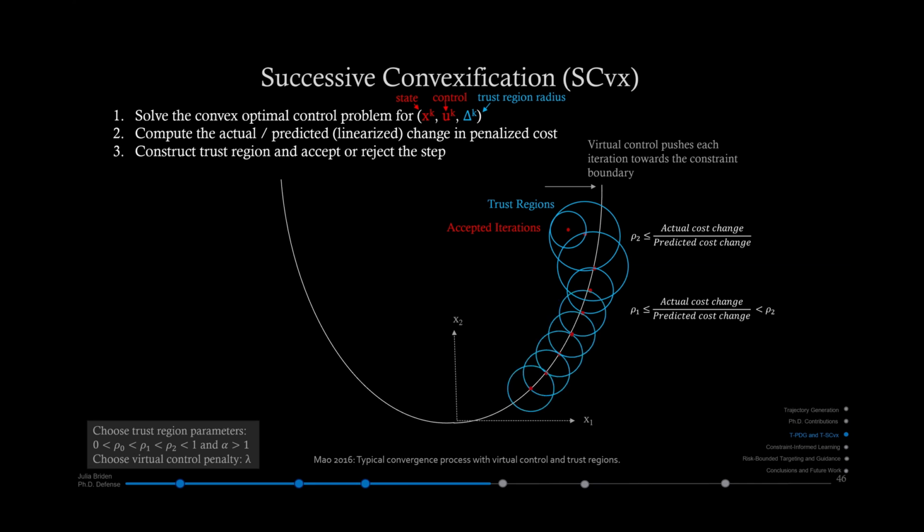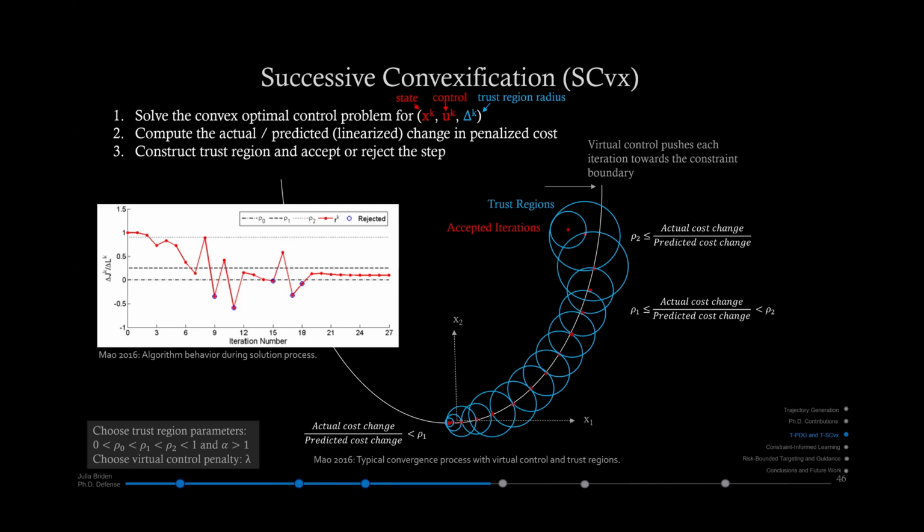And then if our actual cost change divided by our linearized cost change is between our two parameters, then we're not going to grow or shrink our trust region. And then if we end up at a point where actual cost change over predicted cost is less than a parameter, then we'll continue shrinking our trust region. And this all continues until we converge to an optimal solution.